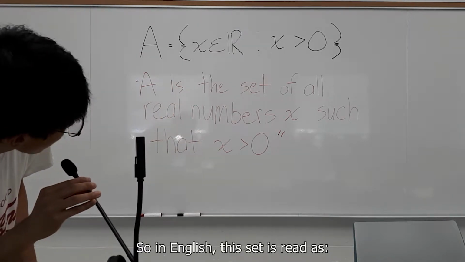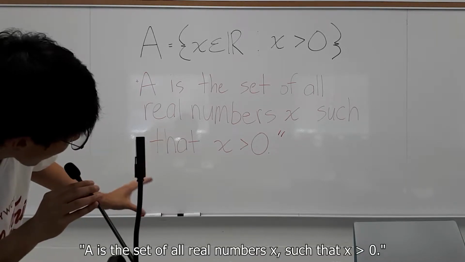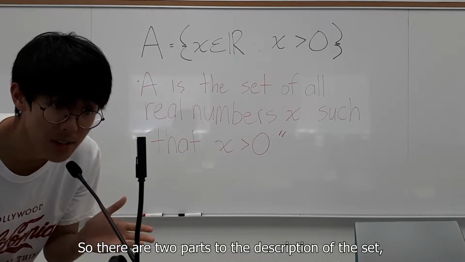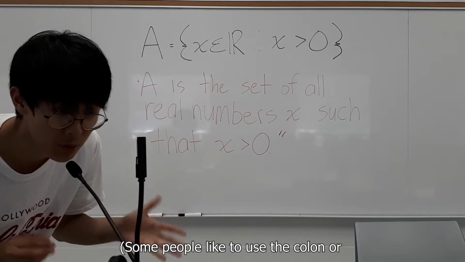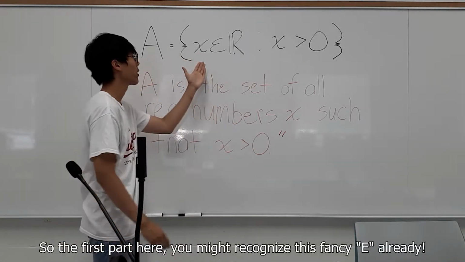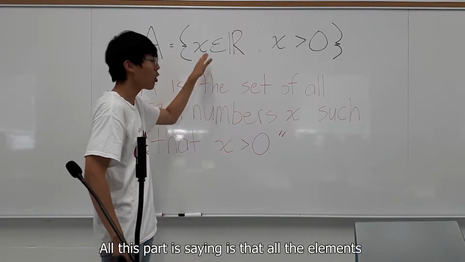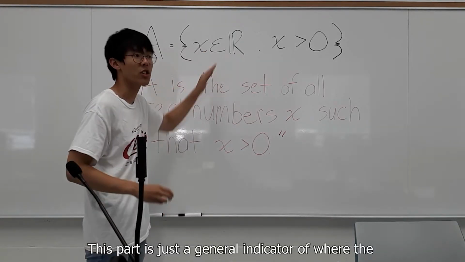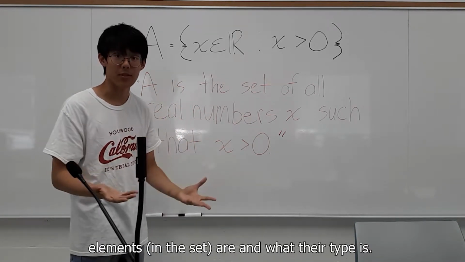So in English, this set is read as A is the set of all real numbers x such that x is greater than 0. So there are two parts to the description of the set, divided into two with that colon over there. Some people like to use colon or vertical bar, it doesn't really matter. So the first part here, you might recognize this fancy E. So all this part is saying is that all the elements in this set belong to the realm of the real numbers.